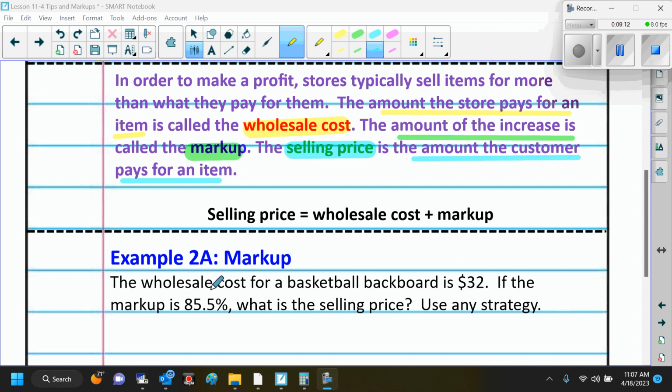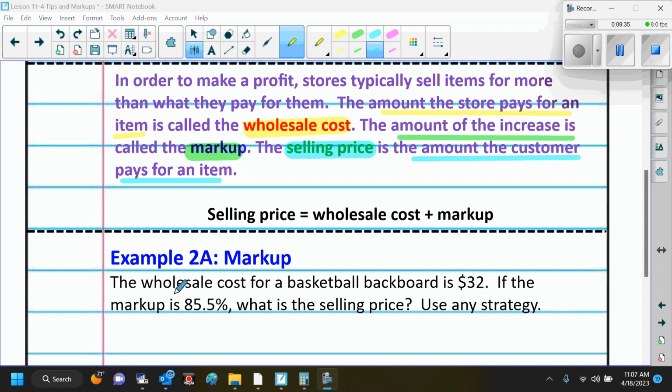So now we're going to talk about markup. Markup again: a store buys some items for cheaper, and then they increase the price by a percentage, and then they sell it to the customer. The amount that they increase it is the markup.